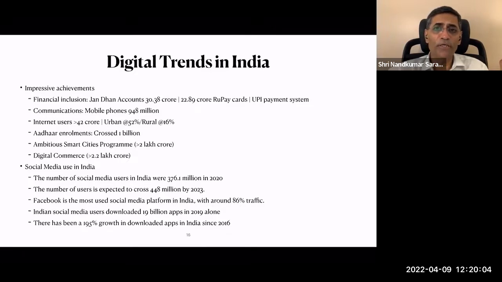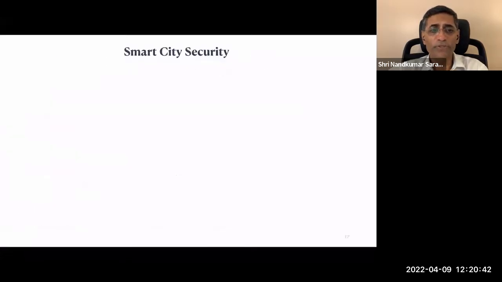Other enrollments have now been near saturation level. We have a very good program around smart cities. Digital commerce is picking up all the time, and these numbers keep going up day by day. So maybe slightly outdated also. And in terms of use of social media, which we saw earlier, what are the risks there? The number of social media users is going up, 37 crore in 2020. The most popular one being Facebook, with around 86% of users being regular users. And then a lot of app usage and a very rapid rate of growth.